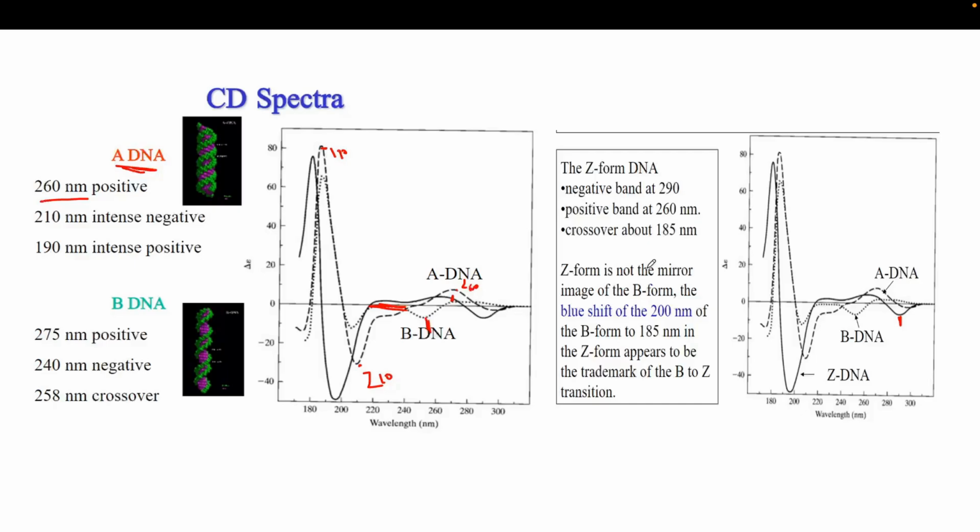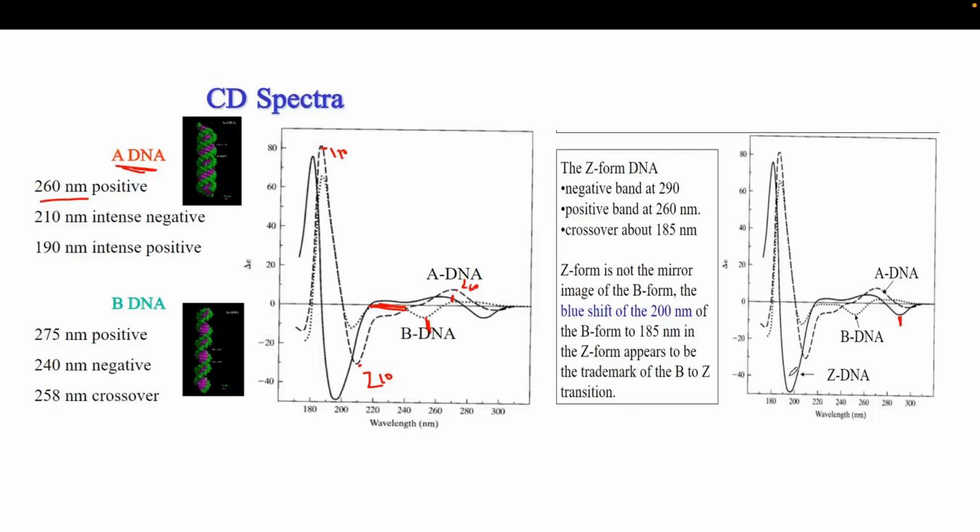Okay, so if you will see here, when you compare the B-DNA to Z-DNA, you can see the crossover as well as the negative peak. Here the negative peak is at 240 nanometer, whereas here the negative peak is at 290 nanometer. And the positive peak here is at 200 nanometer, and here 185 nanometer. So it is causing the blue shift.